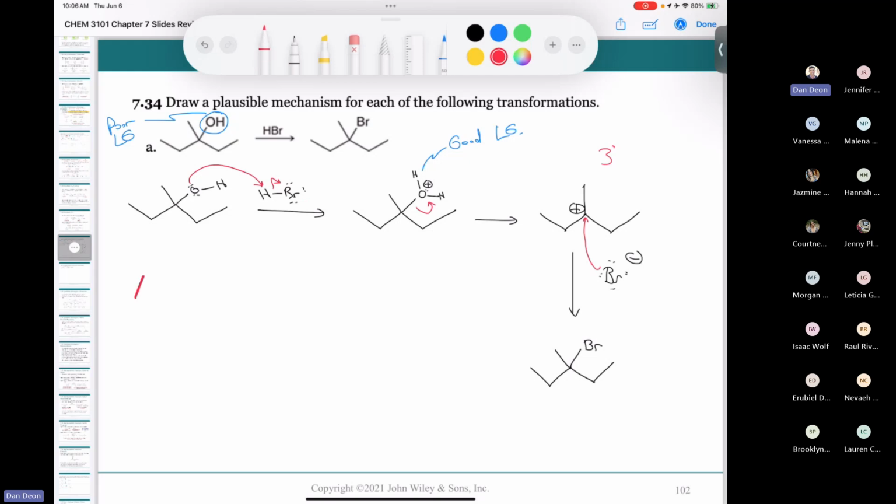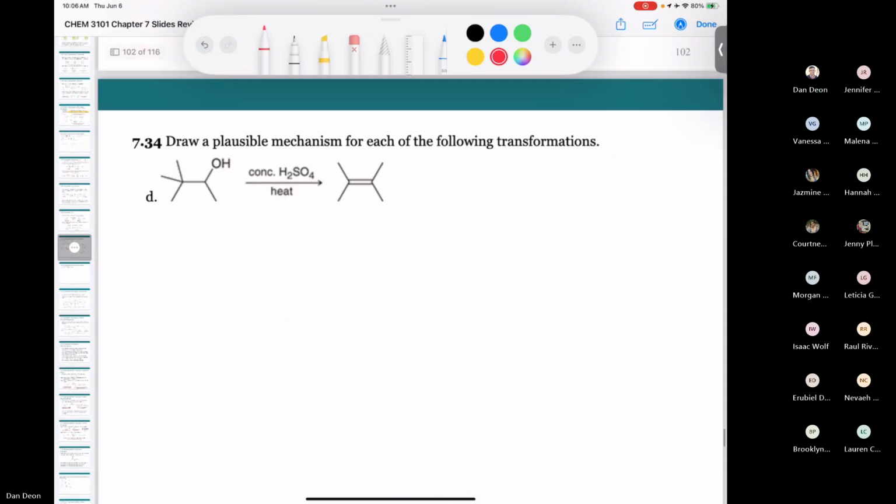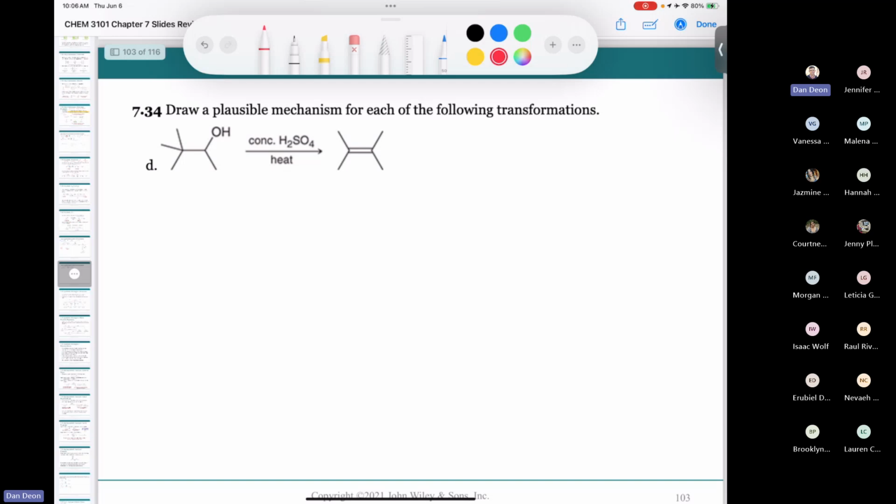And make sure you're able to draw a mechanism like this. This is just an SN1 mechanism between a tertiary alcohol and HBr. Let's just see if we can come up with a mechanism for this one. Because you notice that here there's a change in the carbon skeleton, right? This carbon has 1, 2, 3, 4 carbons, but now it's only got 1, 2, 3. So something happened along the way here, okay? But we know we're starting with a crappy leaving group, and it's being converted into a good leaving group because we're in concentrated sulfuric acid.